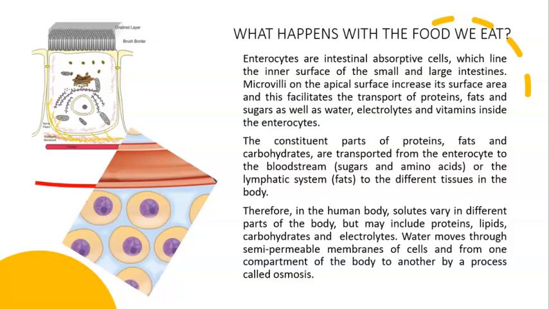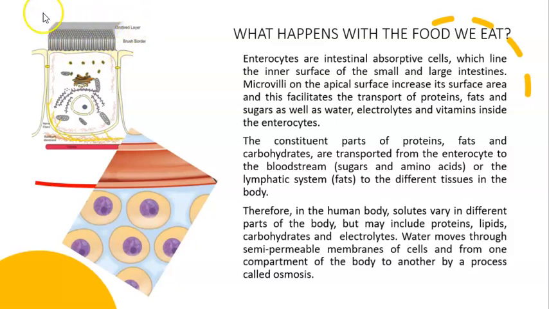What happens with the food we eat? The cells in the intestines are called enterocytes, and these cells are going to line the inner surface of the small and large intestine. These cells are going to have microvilli in the apical surface to increase the area of absorption, and this will allow the transport of proteins, fats, and sugar, as well as water inside the enterocyte. So right here you have an enterocyte, and this is going to be the villi.